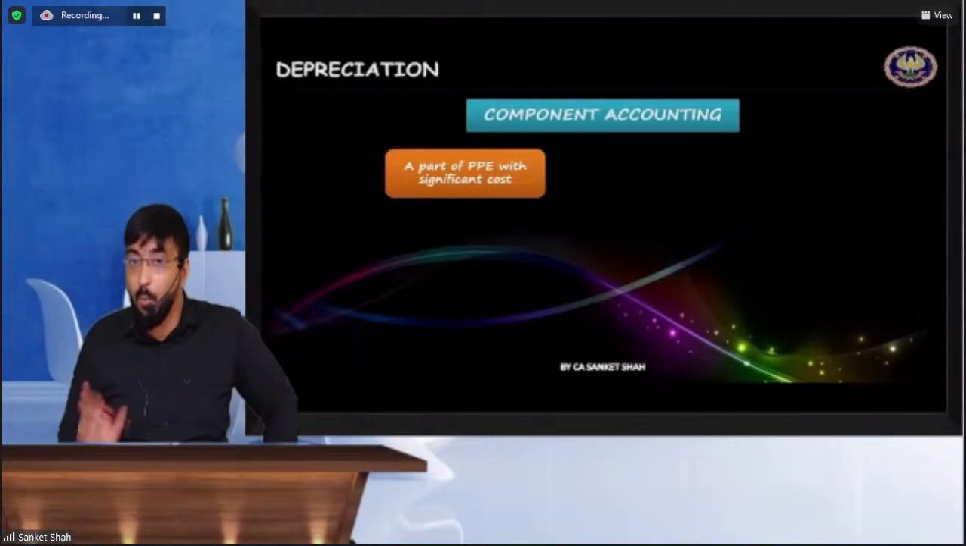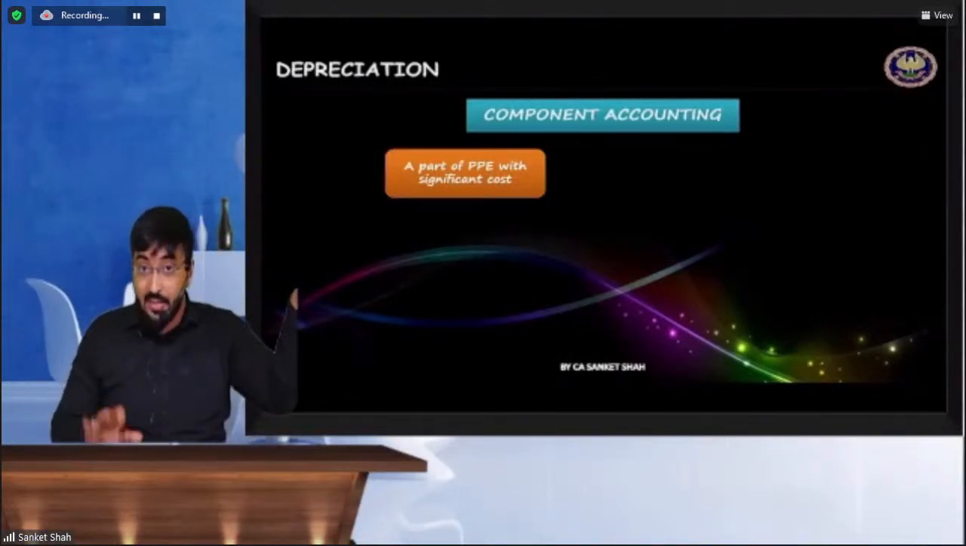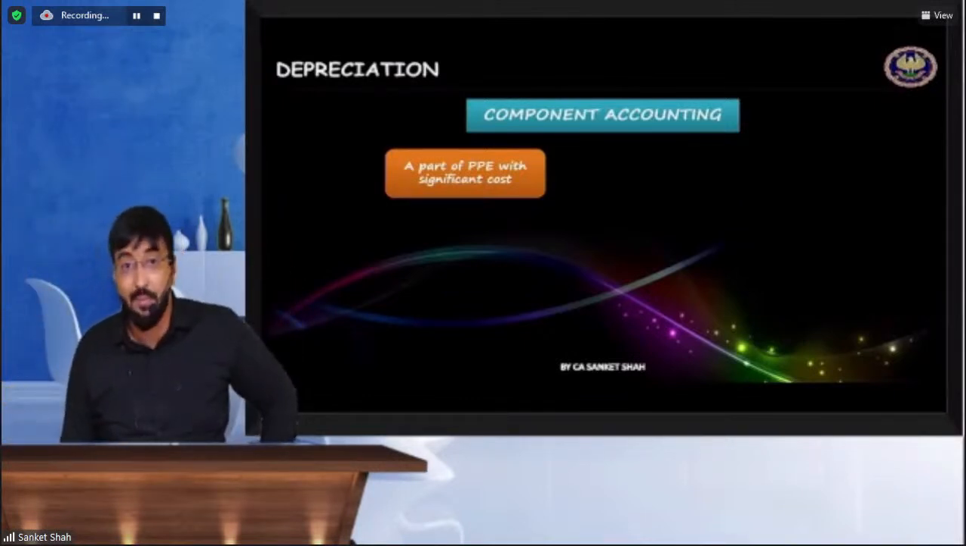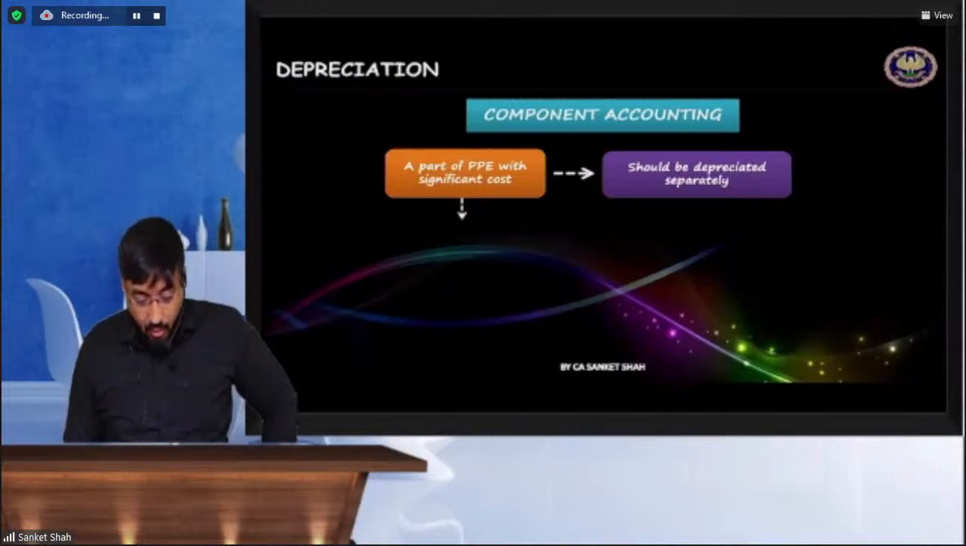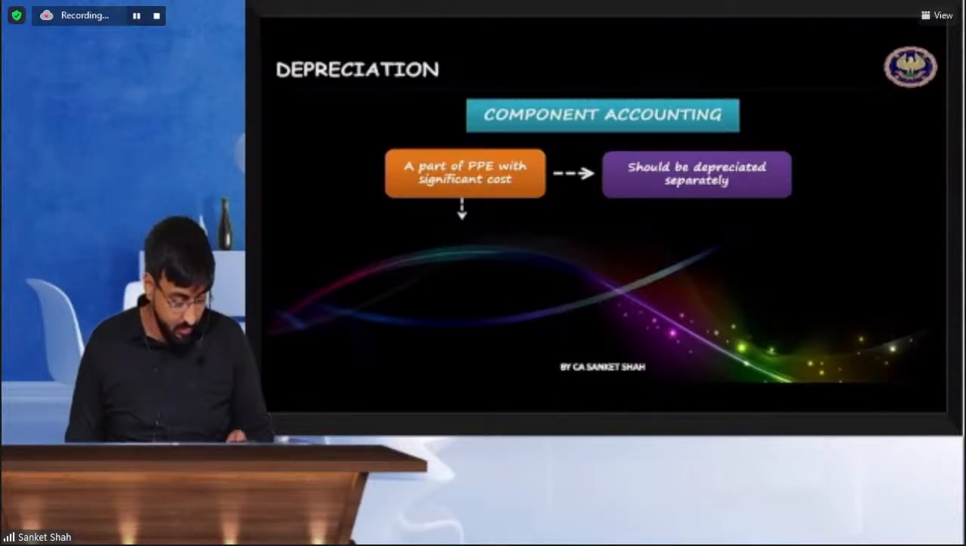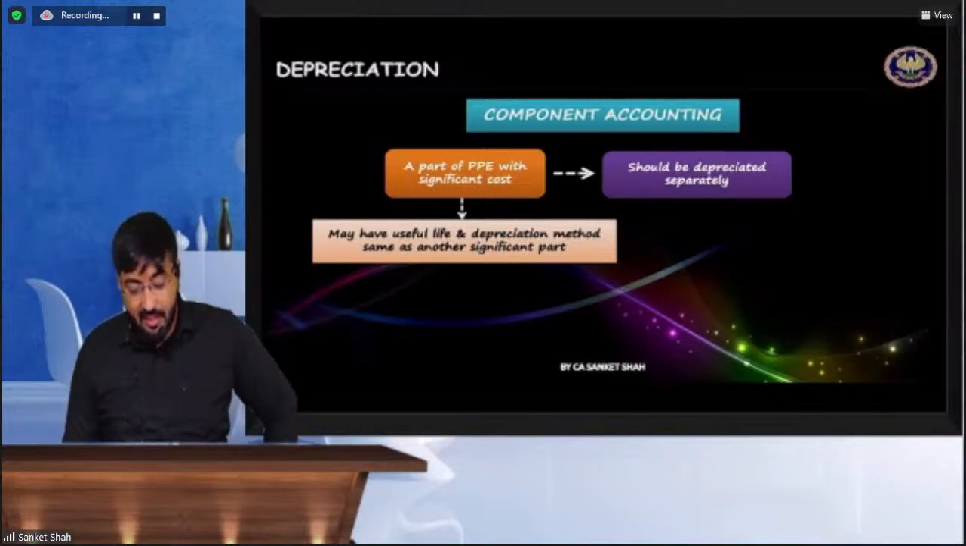Component accounting means, yes, last lecture I explained that the AC part is different and the compressor part is different. AC and compressor, you can separate it. Component accounting is part accounting of the significant cost. That compressor is a significant cost and should be depreciated separately. Next one: it may have a useful life and depreciation method same as another significant part.